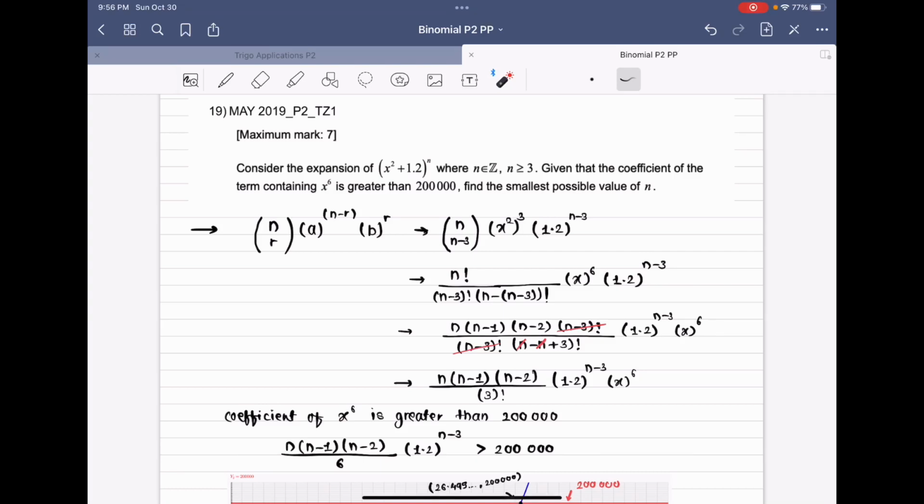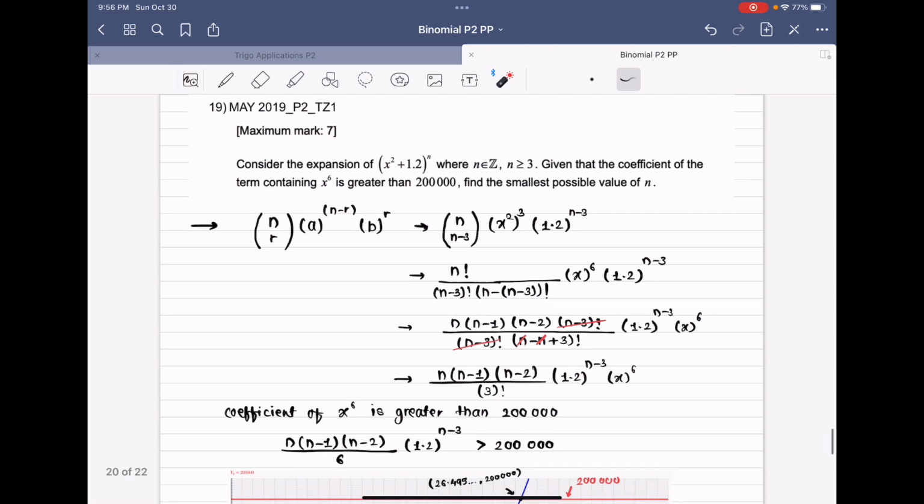May 2019 paper 2 time zone 1, maximum mark 7. Consider the expansion (x² + 1.2)^n where n belongs to Z, n ≥ 3. Given that the coefficient of the term containing x^6 is greater than 200,000, find the smallest possible value of n.